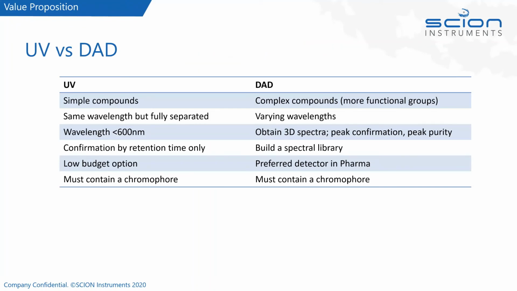This is just a brief overview of how do we know when to choose either UV or diode array. Obviously, between the two, there's quite a big price difference, but it all depends on the functionality that you require. So as I've said, UV is low budget, but it's for very simple compounds that have a wavelength of less than 600. For the diode array, we can do more complex compounds, especially if they contain functional groups, and we can monitor the varying wavelengths from a single injection. Using that 3D data, we can have an extra confidence in peak confirmation, but also calculate peak purity and use the spectral library for comparisons.